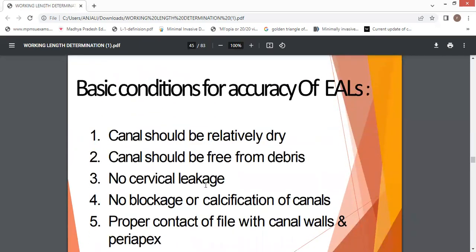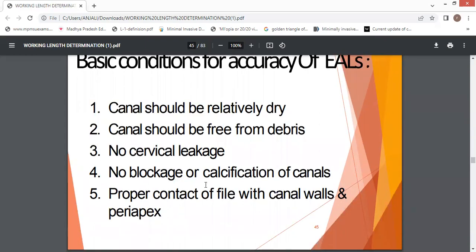Basic conditions for accuracy of EALs. The canal should be relatively dry. The canal should be free from debris. There should be no cervical leakage, and no blockage or calcification of canals. There should be proper contact of the file with the canal walls and periapex.